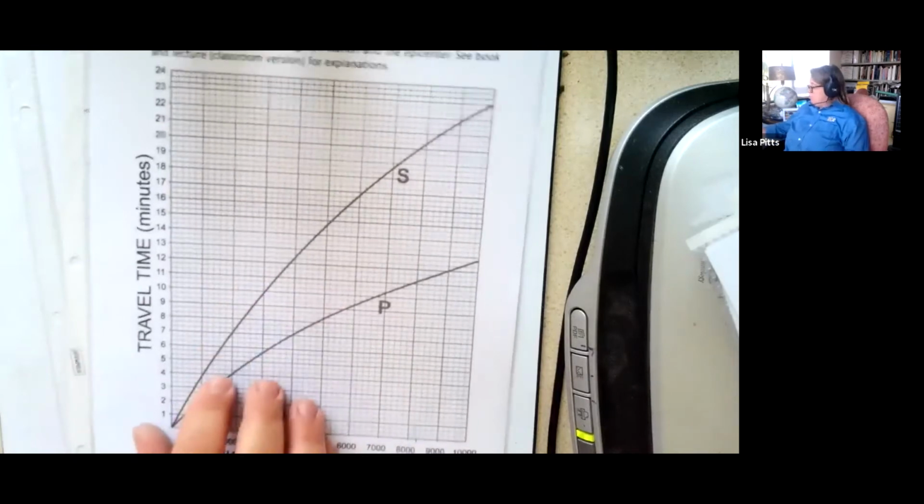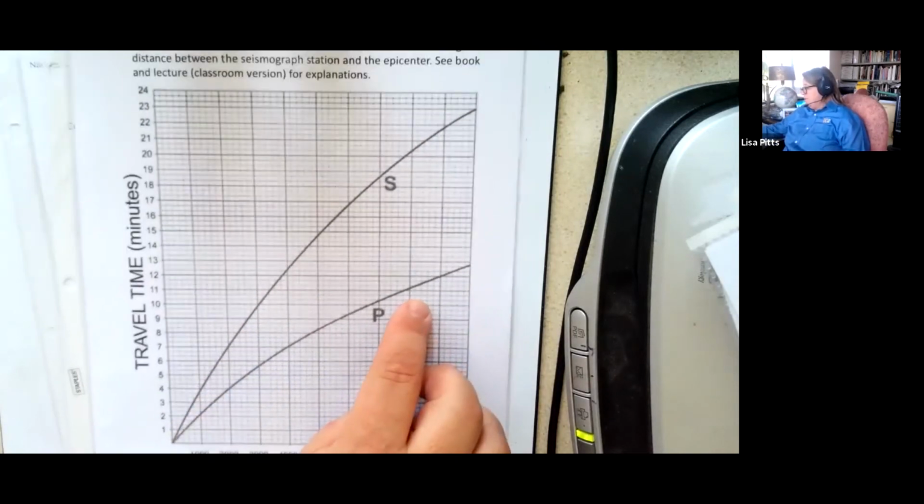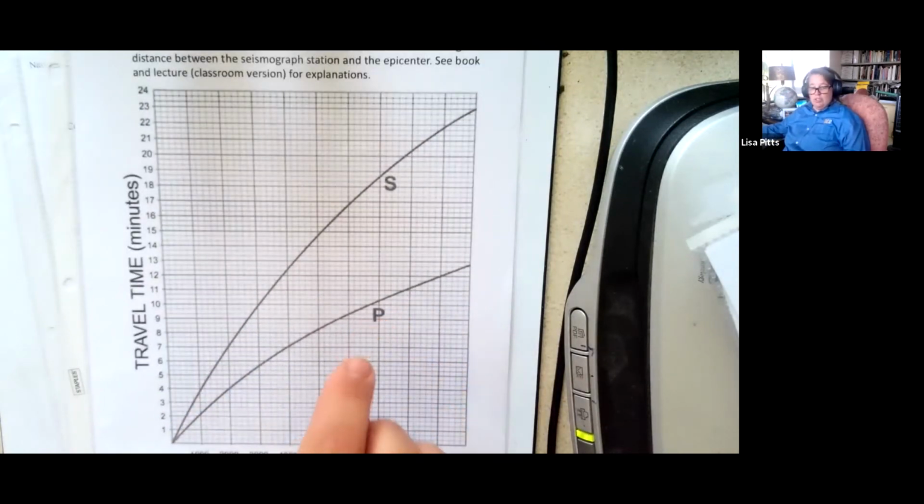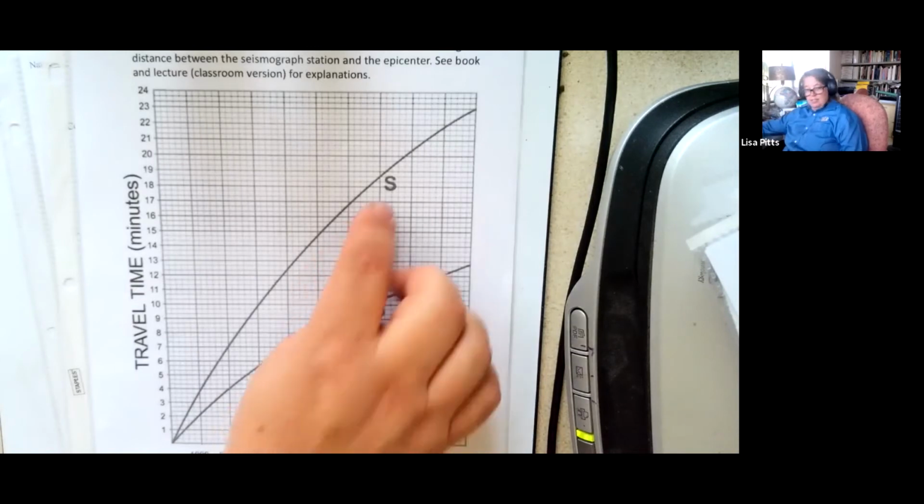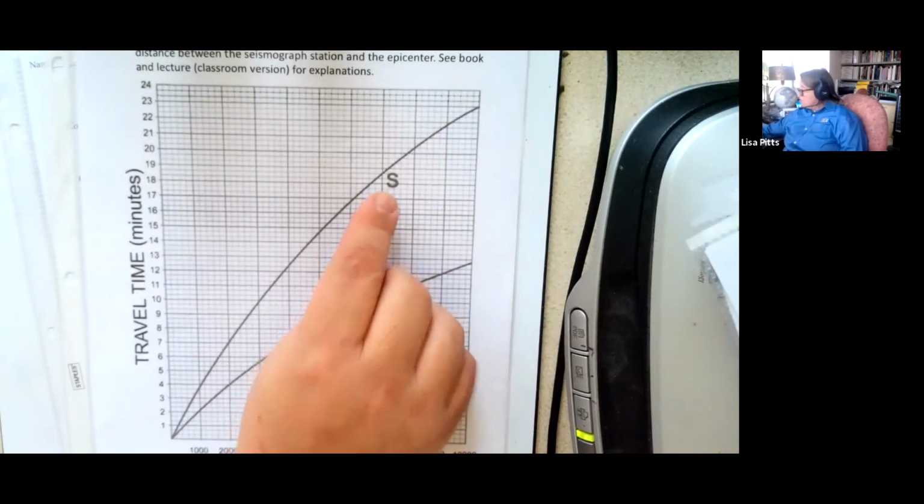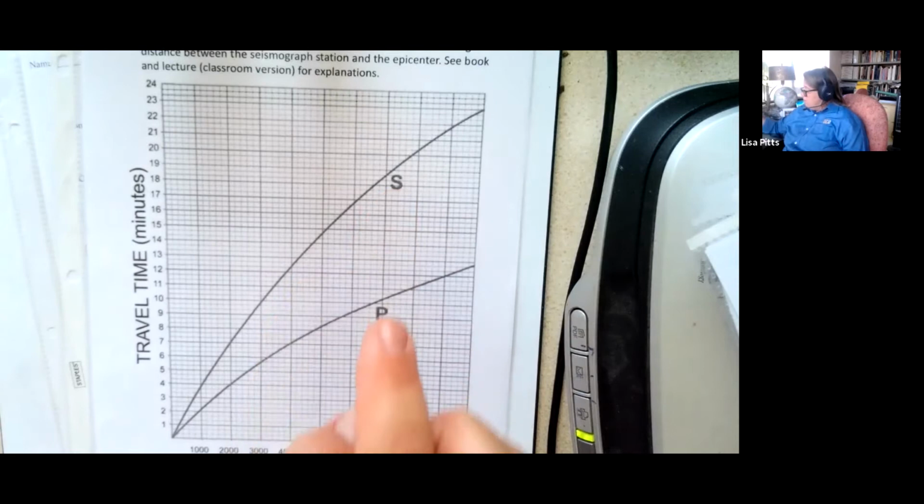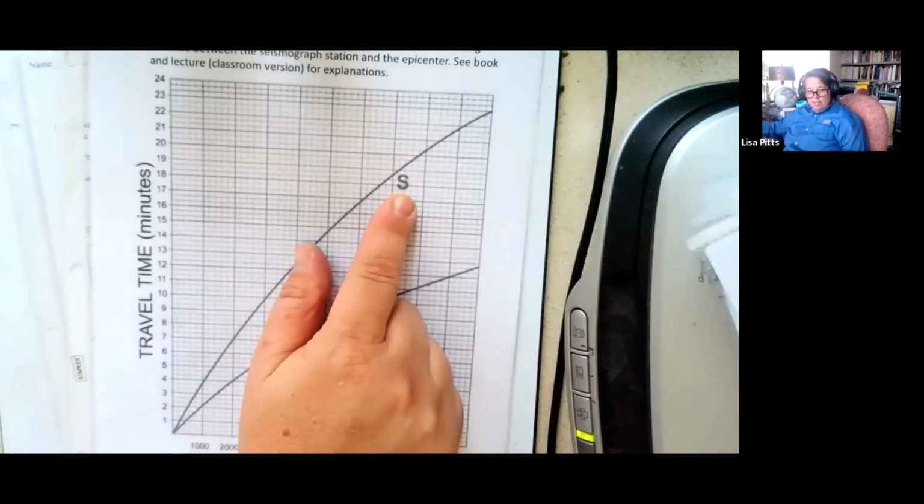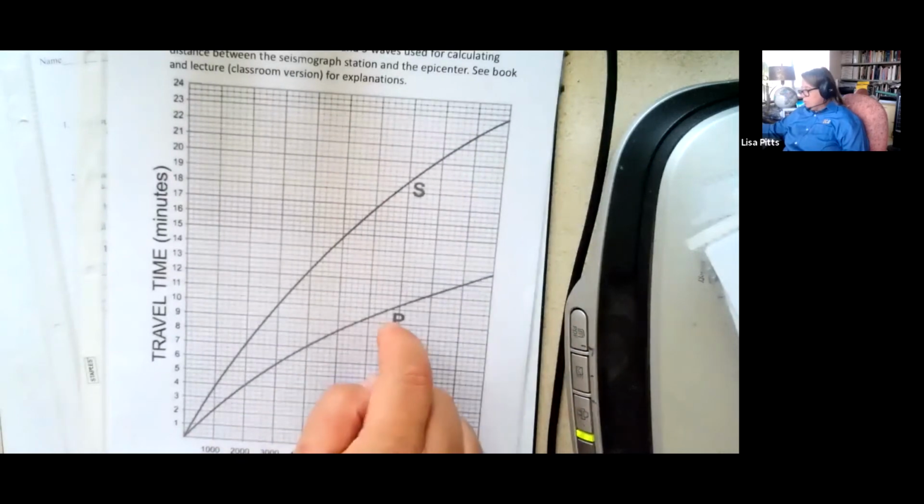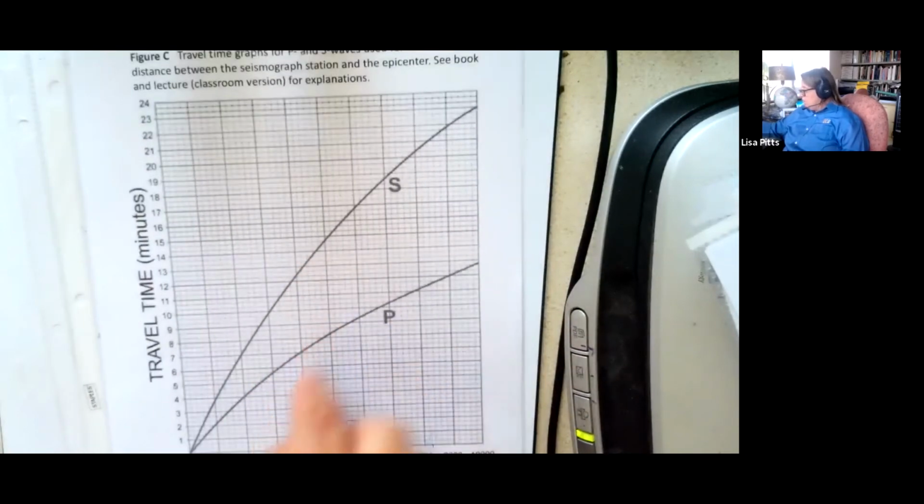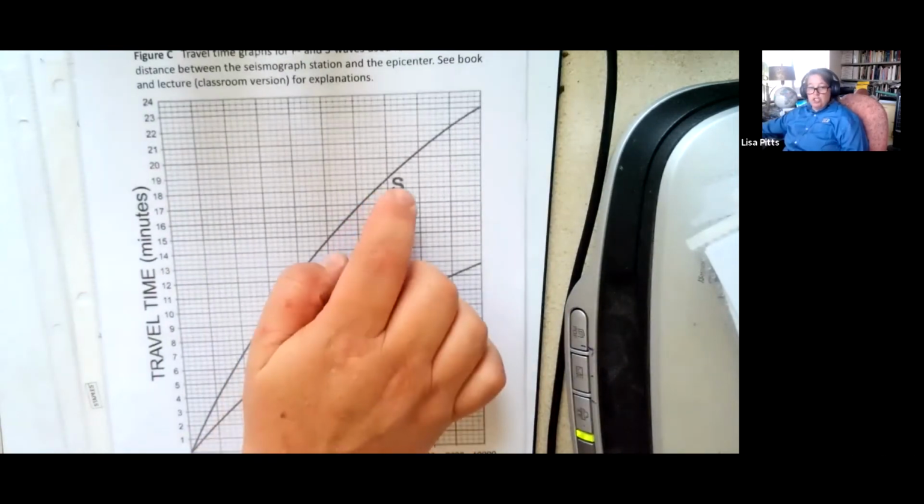So a couple of things about P and S waves. P stands for primary wave. It's called that because it gets there first. And S is secondary waves. They're also called surface waves. It gets there second. It takes longer to travel. P waves will go through liquids and S waves won't. So this is also known as a shear wave. And that's because it moves opposite of each other.